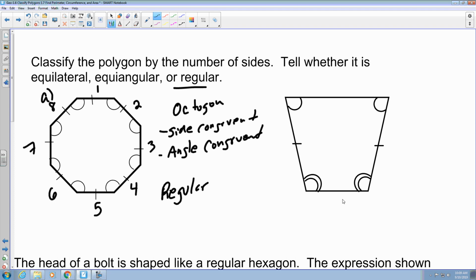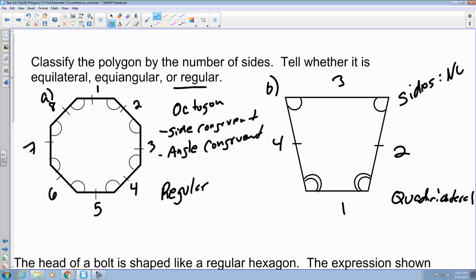Now, the picture on the right, part B, the question they ask is classify the number of sides. So this is 1, 2, 3, 4. We can say that this is a quadrilateral. And do they have all sides congruent? The answer would be no. So it's not equilateral.